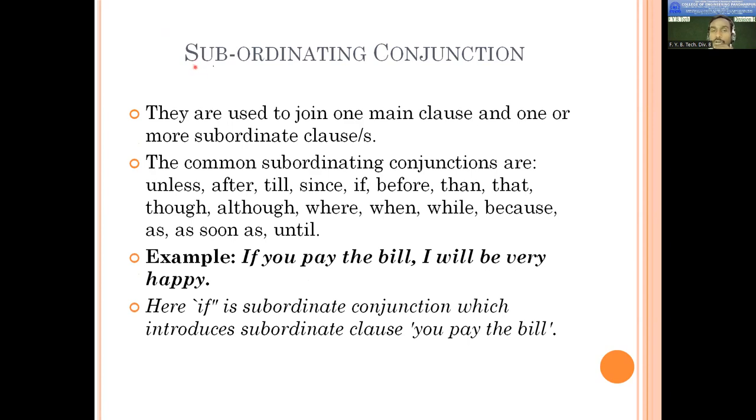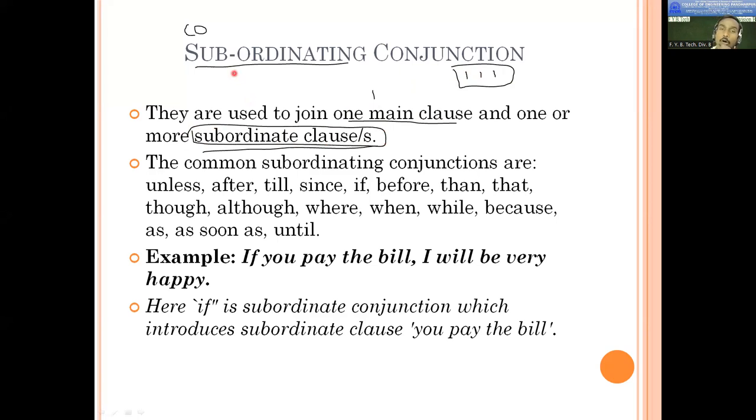On the next slide, we are going to talk about subordinating conjunctions. You can easily understand co and sub. Co means main, subordinating means the one which does not have equal rank. So subordinating conjunctions are used to join one main clause and one or more subordinate clauses. Here there is one main and the others are subordinate. In coordinating conjunction, there was one main, another also main, and all main clauses were joined by coordinating conjunctions. But here that is not the case. Here one is a main clause and the other clauses are subordinate clauses. It can be two or more than two also.